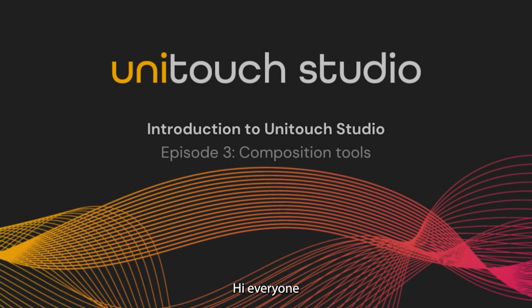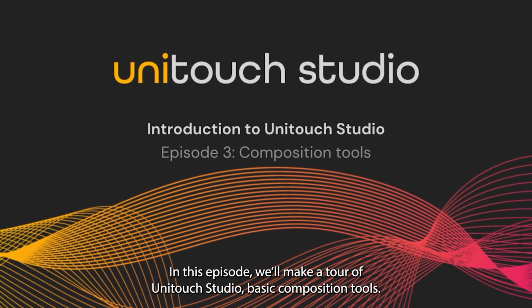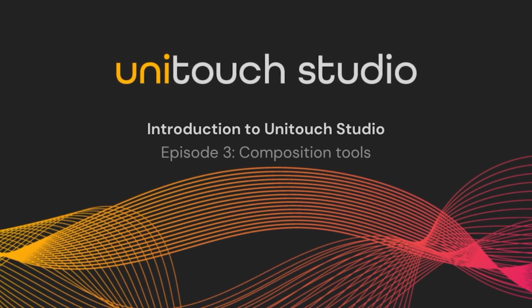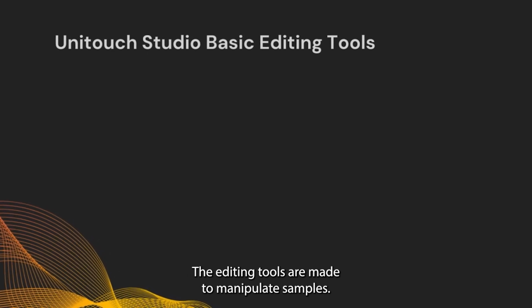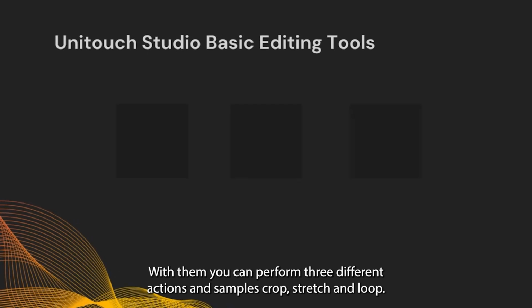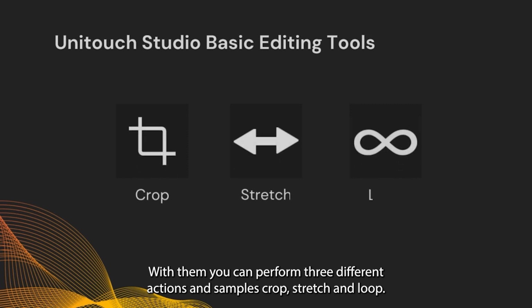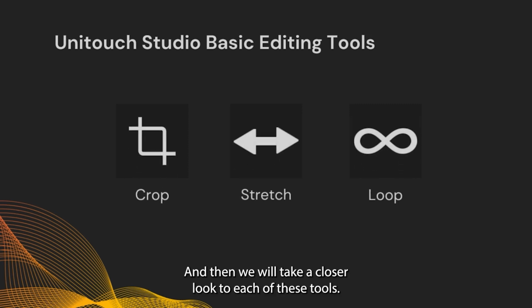Hi everyone! In this episode, we'll make a tour of Unitouch Studio's basic composition tools. The editing tools are made to manipulate samples. With them, you can perform 3 different actions on samples: crop, stretch, and loop. And then we'll take a closer look at each of these tools.